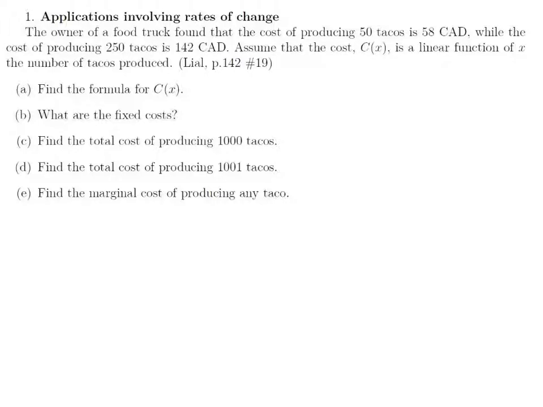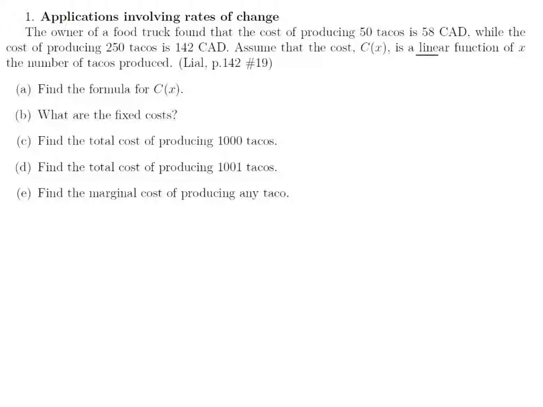What are the fixed costs? Find the total cost of producing 1,000 tacos. Find the total cost of producing 1,001 tacos. And find the marginal cost of producing any taco. So let's have a look at the information that we're given and see how we're going to proceed.